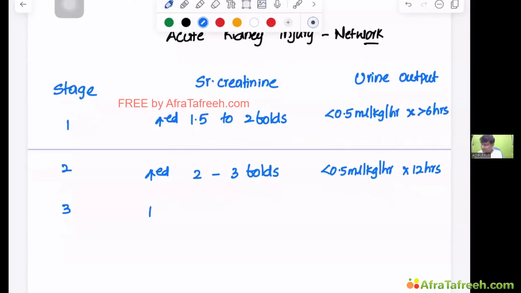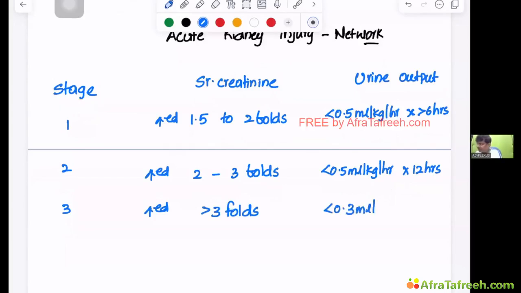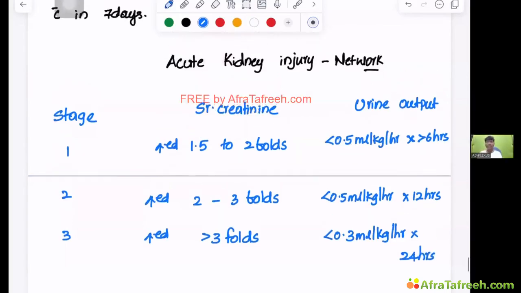Whereas in stage 3, the creatinine is increased. How much? It is more than 3 folds, right? And the urine output is less than 0.3 ml per kg per hour for nearly around 24 hours. Okay, so this is about the staging of acute kidney injury, based on the serum creatinine criteria and the urine output criteria.